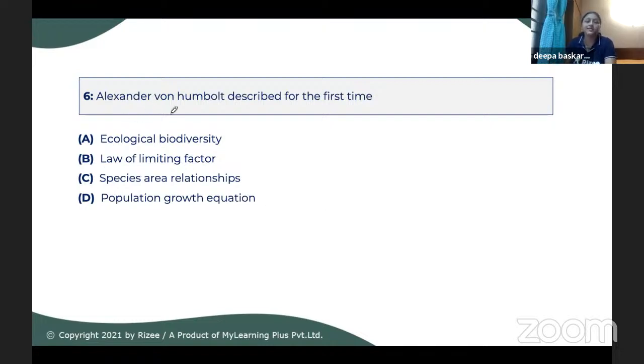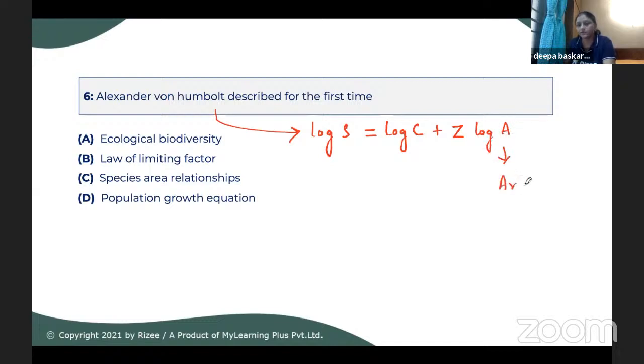The next one is, Alexander von Humboldt described for the first time: ecological biodiversity, law of limiting factor, species area relationship, or population growth equation. Let me explain. This biologist created one formula for species area relationship, that is log S = log C + Z log A. A is area and S is species richness, C is the y-intercept and Z is the slope of the line.